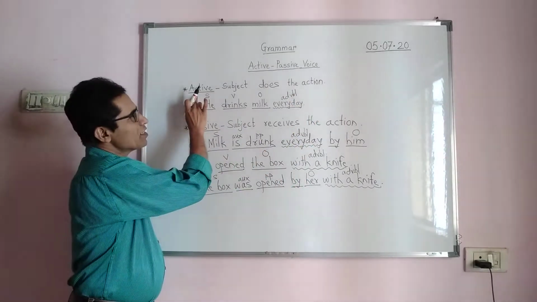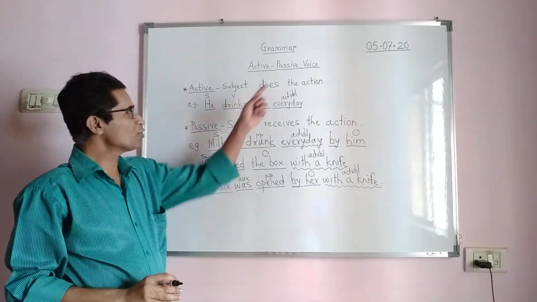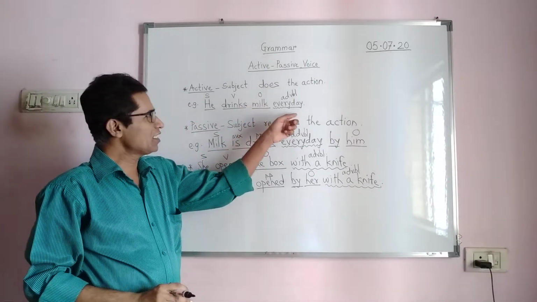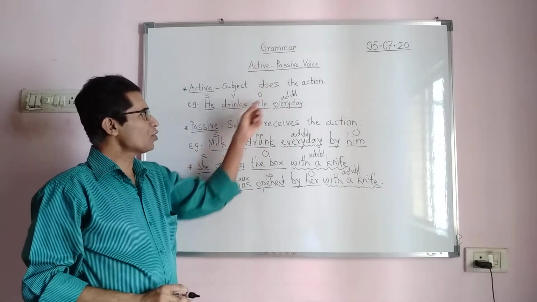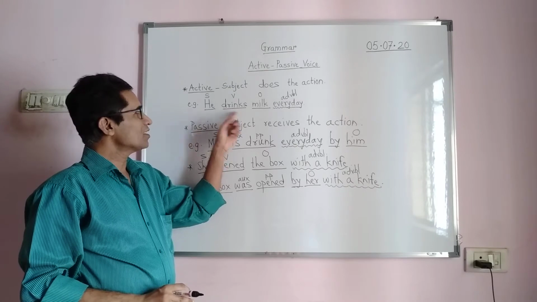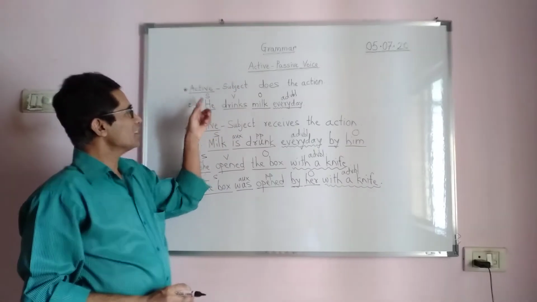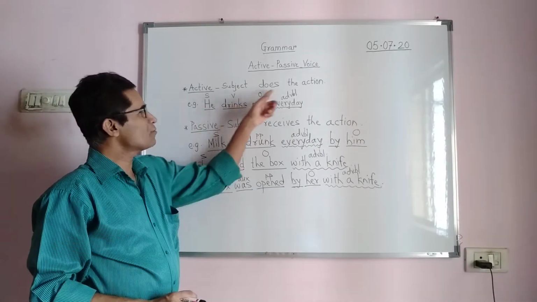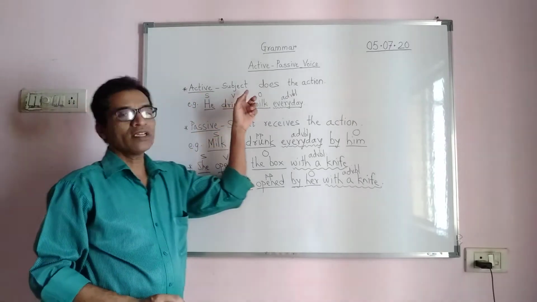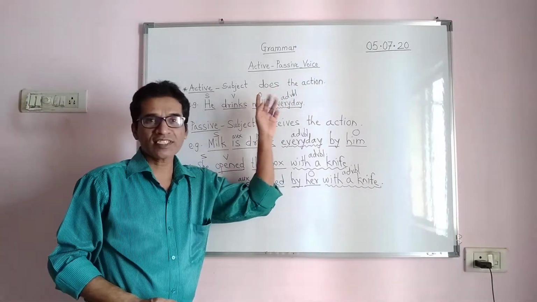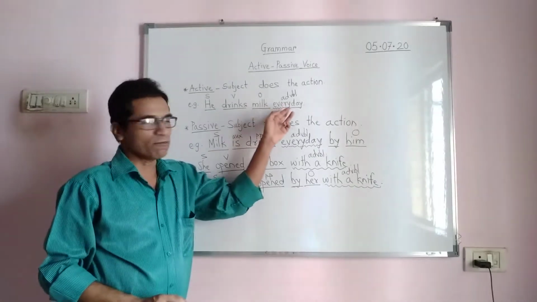In active voice, the subject does the action. Let me show you. In this sentence, he is the subject and the action is drinking. The subject is doing that action. So you can say here that the subject is doing the action. That is why in active, the subject does the action. So, he drinks milk every day.